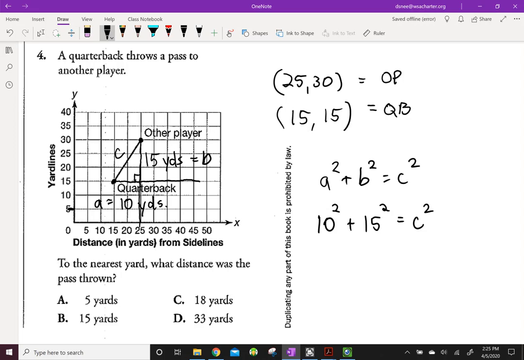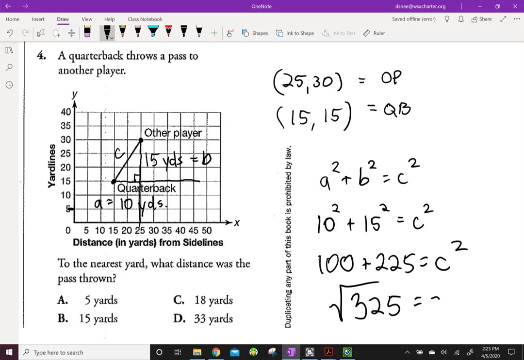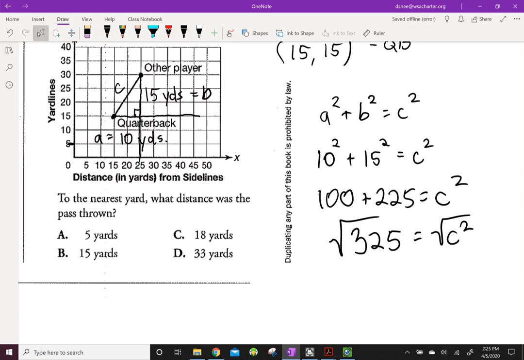That's 100 plus 225, which is 325, equal to C squared. And the square root of 325 is equal to the square root of C squared, or C. And so C is approximately 18.0 yards. 18 yards. C is the choice.